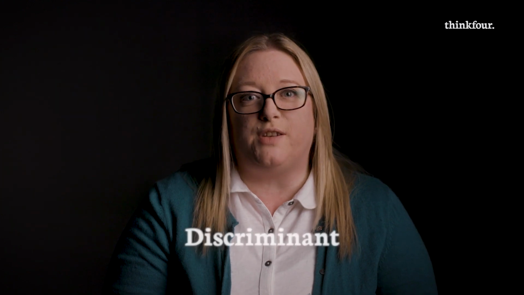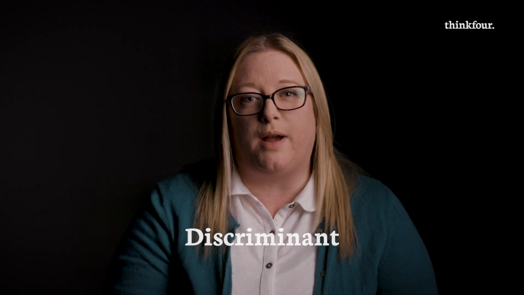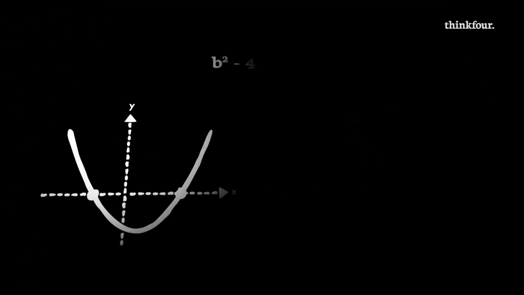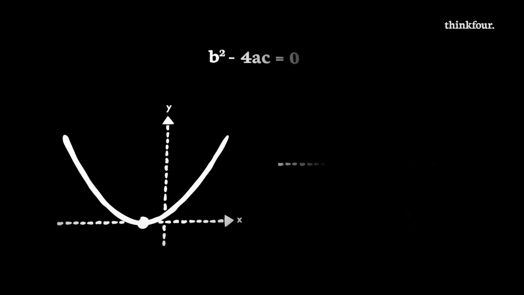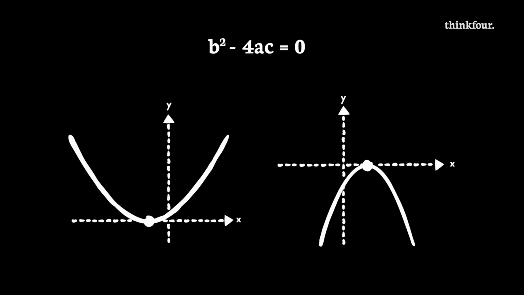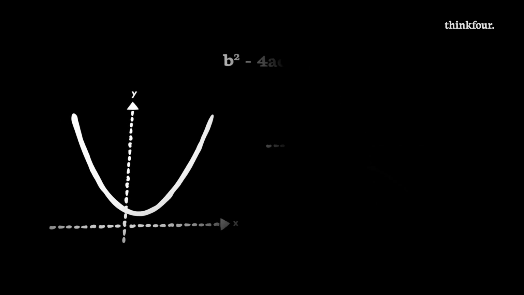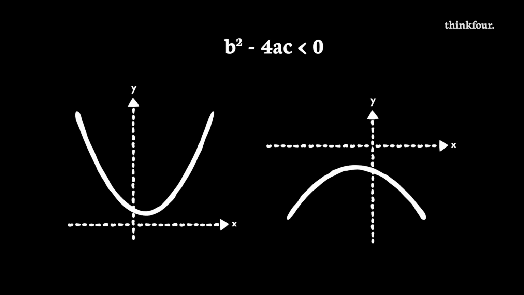At National 5, the discriminant was applied to roots of a parabola. If b squared minus 4ac is greater than 0, then the curve crosses the x-axis at two distinct places. If b squared minus 4ac is equal to 0, then the curve touches the x-axis at one point. And if b squared minus 4ac is less than 0, then there are no points of intersection.